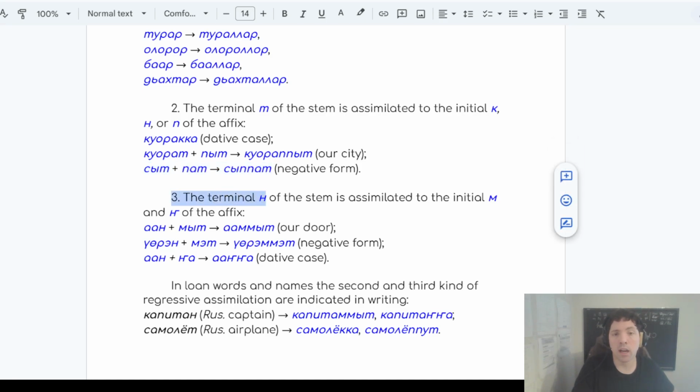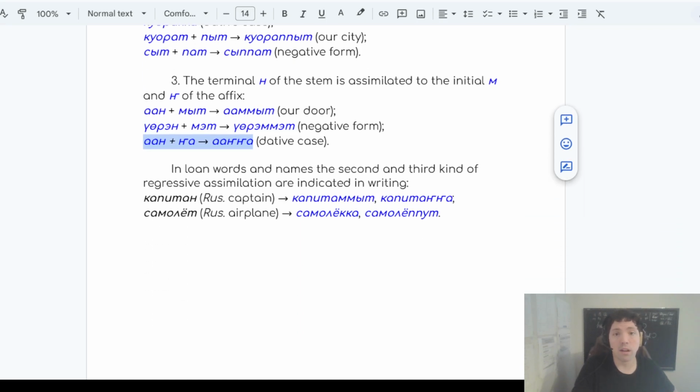And then the N, if there's an N at the end of the word, when you add something that starts with an M or an ng, then you end up making that N change with it too. So on plus but, the N changes to an M. But, our door. Uren plus mit, uremit, negative form. So he doesn't study. We say uremit, okay? An plus nga, anga, on the door.